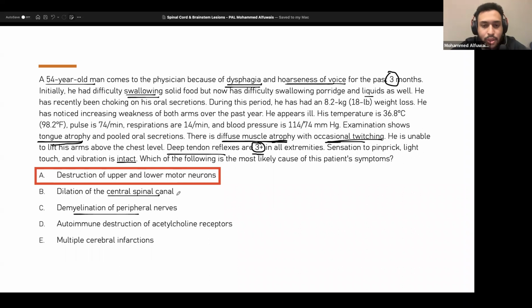Demyelination of peripheral nerves will not have this. Number one, you won't have an upper motor neuron lesion with this. You'll have mostly a flaccid process with peripheral nerves because it's a lower motor neuron. So since you see this, you immediately can cross this out.